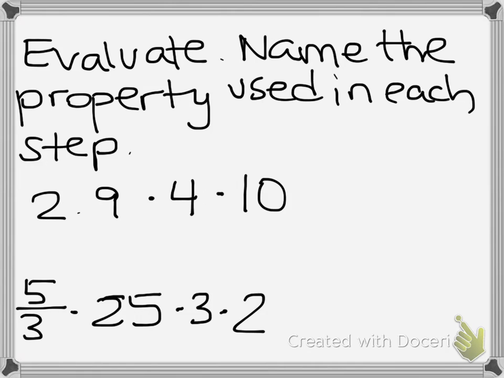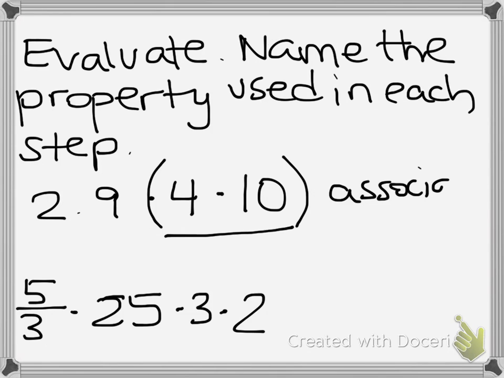So mental math here. What would be the best thing to do first if I wanted to multiply all this in my head? Well, I'd look for compatible numbers, or numbers that are easily multiplied in my head, which might be 4 times 10. Okay, if I wanted to do those first, I'd group them, and that would be using the associative property. So I'd do 4 times 10 first.